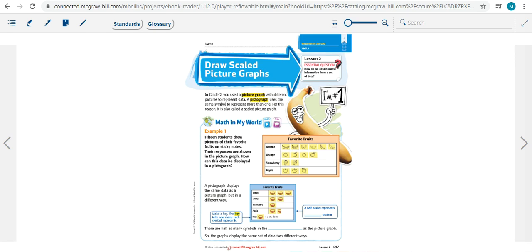Please open up your math books on page 697. We're going to start working on lesson number 2. Draw a scale picture graphs.